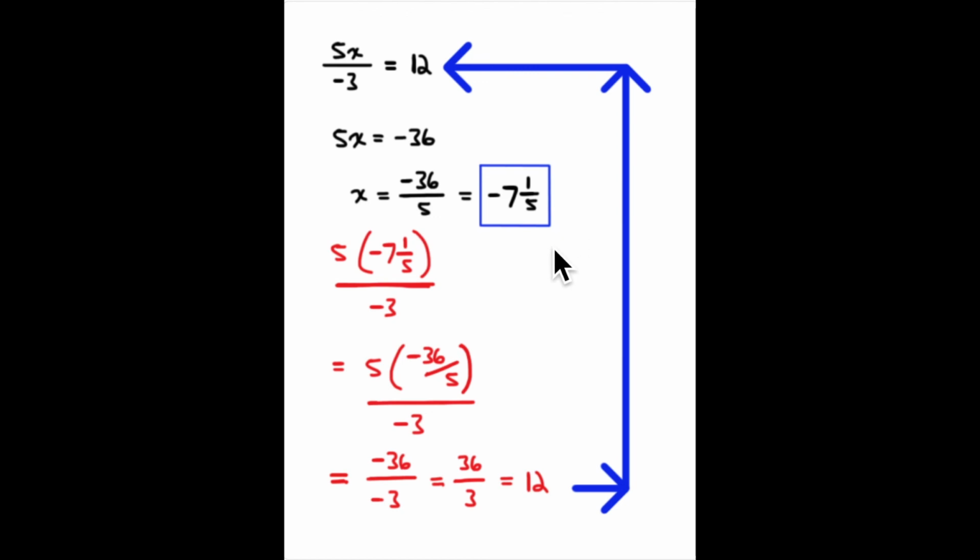So if I now replace up here, if I replace x with a negative 7 1/5 times 5, this is a negative 36 fifths times 5 over negative 3. This 5 times 1/5 is equal to 1. So you get a negative 36 over negative 3. That's equal to 36/3, which does in fact equal 12. So up here then, if I replace x with a negative 7 1/5, that does equal 12.